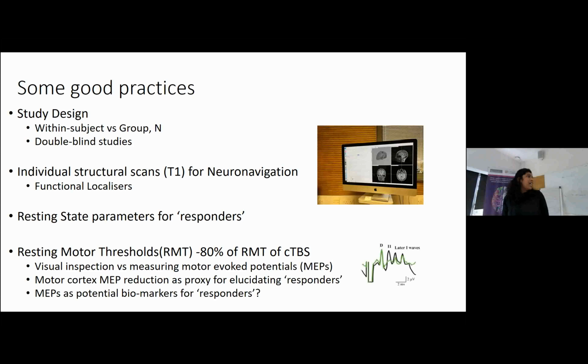And finally, there's also some evidence to suggest that MEPs could potentially be used as biomarkers for identifying responders. For instance, CTBS has been shown to very selectively act on the I-late waveform of the MEP. So there are D waves and I waves, like I1 waves. Different TMS protocols could differentially act on these waves, and depending on how selectively people produce these waves in the first instance, that could give us some indication as to whether they will be a responder or not.